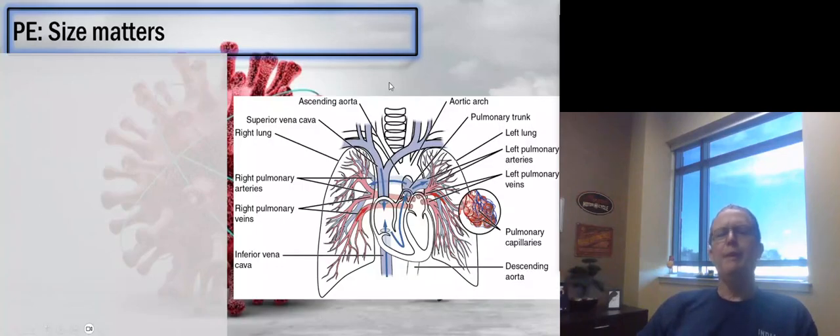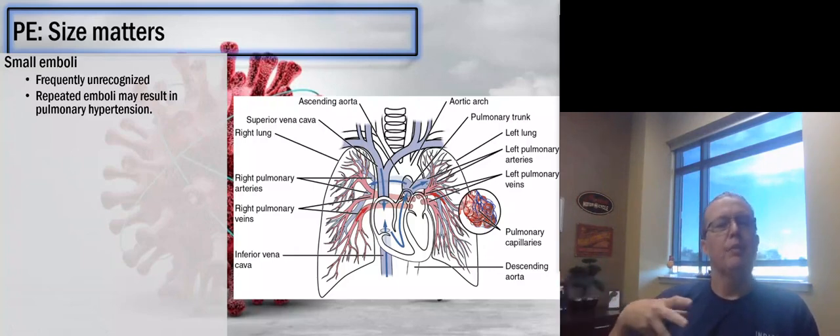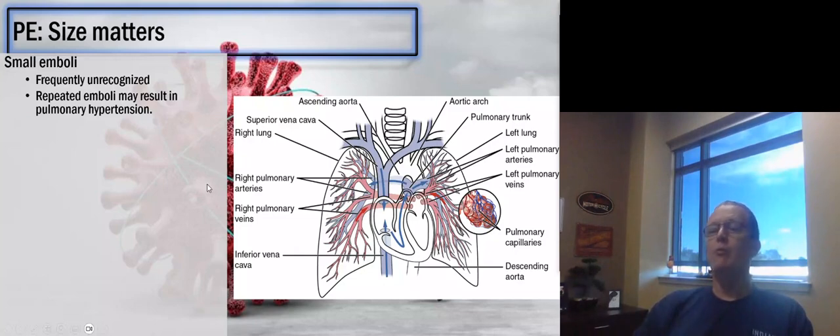Now, with a pulmonary embolus, size matters. The smaller the emboli, the further it's going to travel into the pulmonary vascular bed, the pulmonary capillary bed, which means it's going to lodge itself in a smaller region of the lung and therefore affect a smaller amount of tissue. So a small pulmonary embolus could go unrecognized and not even be associated with a pulmonary embolus. Chest pain in a situation like that could be minimal. The individual could attribute it to something else.